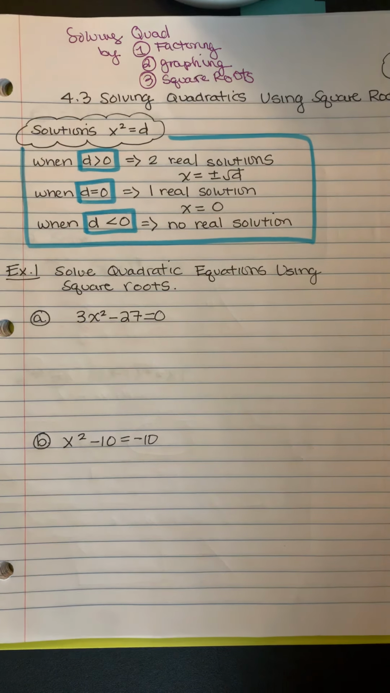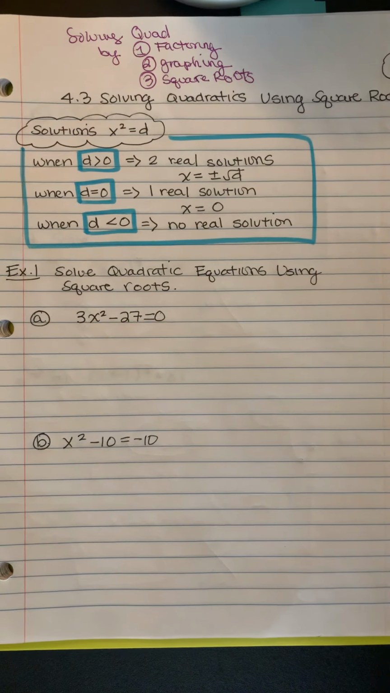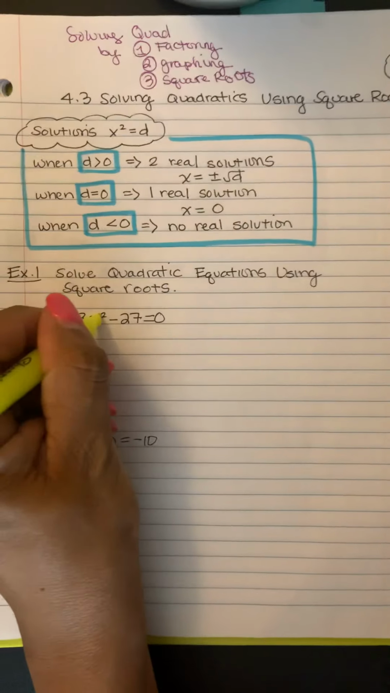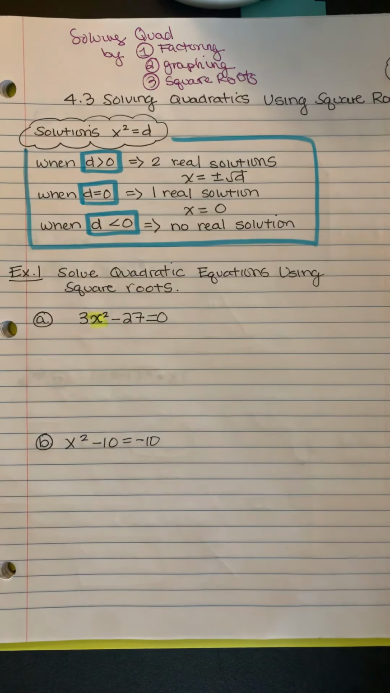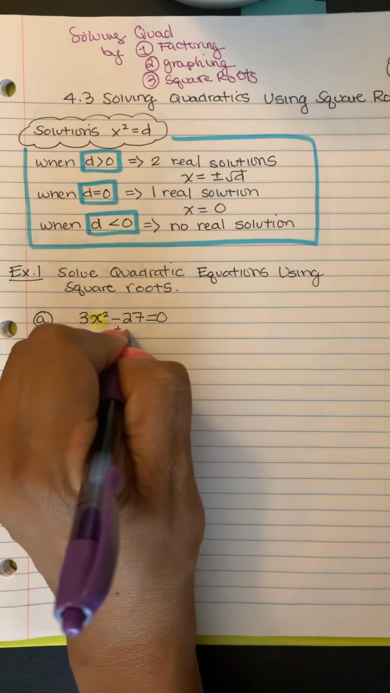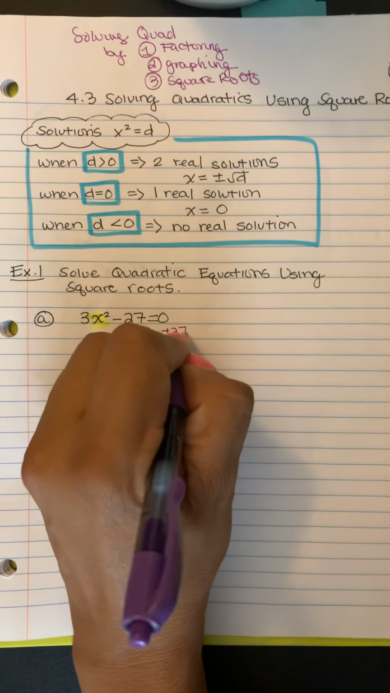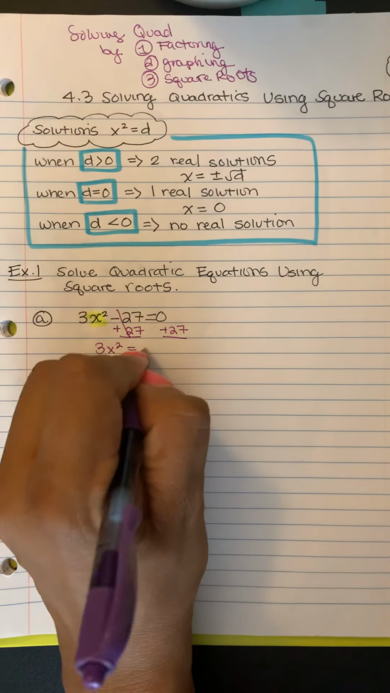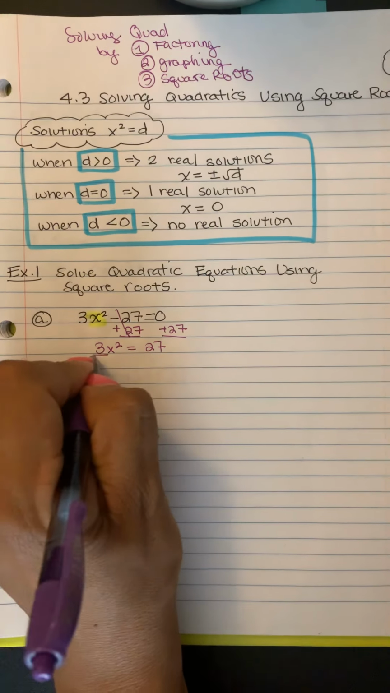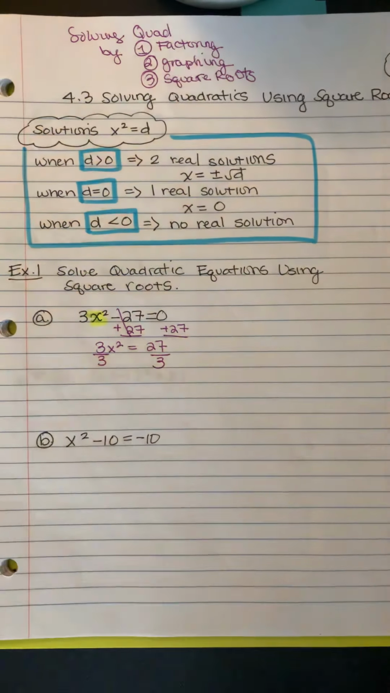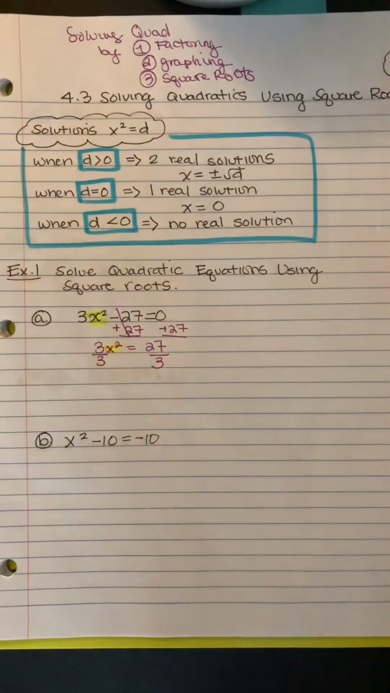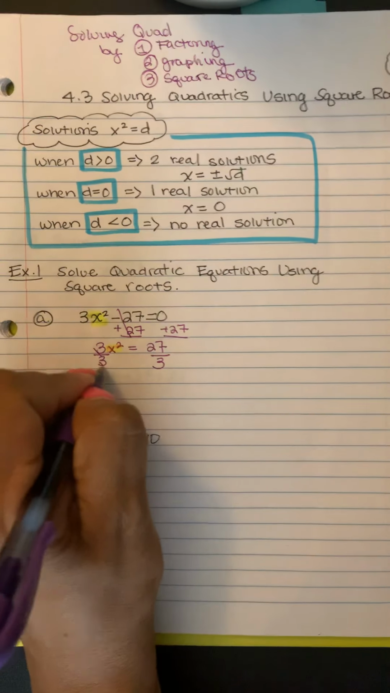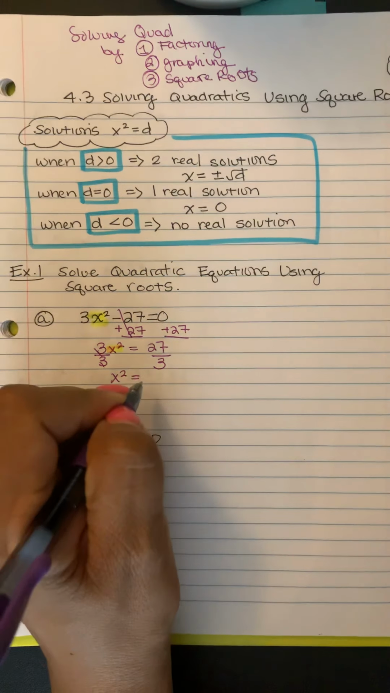So example 1 is to solve quadratic equations using square roots. Basically what you do is you identify where your variable is, and our goal is to solve for x. So let's go ahead and add 27 to both sides. And you end up with 3x squared is equal to 27. Divide by 3, divide by 3. So we're solving for x. Divide by 3, and you end up with x squared is equal to 9.